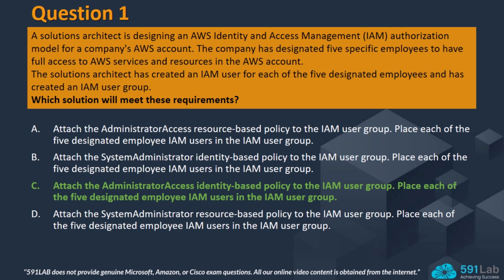Option D is attach the system administrator resource-based policy to the IAM user group. Place each of the 5 designated employee IAM users in the IAM user group. Similar to option A, this option suggests using a resource-based policy, which is not appropriate for granting permission to IAM users or groups. Alright, so let's jump into the next question.